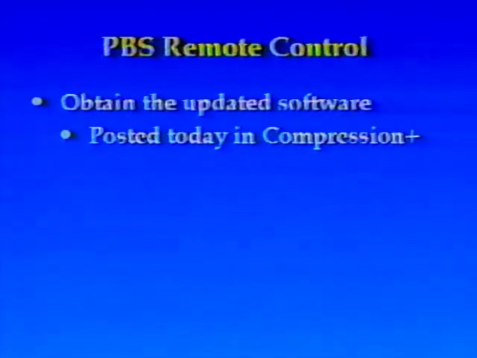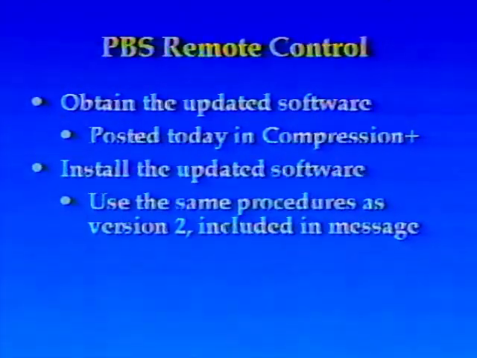Thanks, Dave. Just a couple more things to wrap up on transition, and then we'll have a surprise for you. One of the questions that I've been asked several times about the transition is, what about the PBS remote control program? As I mentioned before, you do need to make some changes. The first thing you need to do is obtain the updated software that is posted today in Compression Plus. Then install the updated software using the same procedures as you used for installing version 2, the current version, and those procedures are included in the message that is posted in Compression Plus.